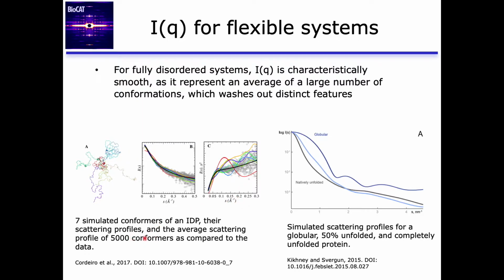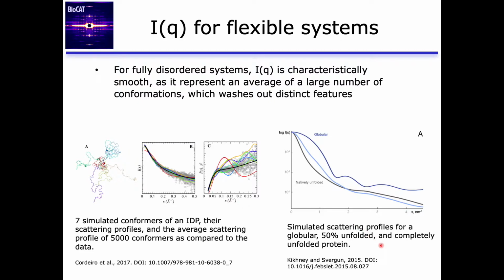However, when you average all 5,000 different profiles together, all these individual shapes of the profile kind of average out into this single, extremely smooth, uniform curve shown here in black. And so this is what we mean when we say that the scattering profile is characteristically smooth. You can also see that in this data over here. So this is simulated scattering profiles for a globular, 50% disordered, and completely disordered system. And you can see as we increase the amount of disorder in the system, we get fewer and fewer kind of distinct features as characterized by these minimum and maximum, these local dips and rises.